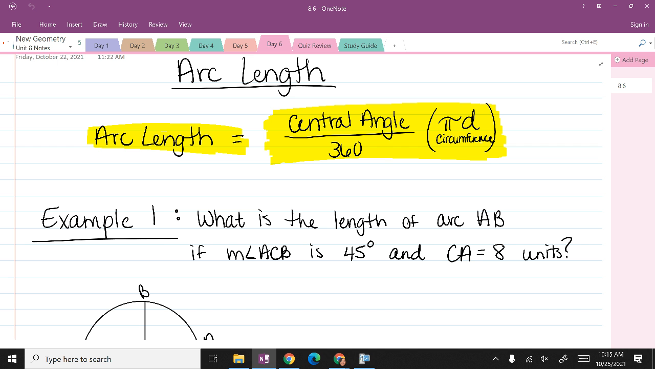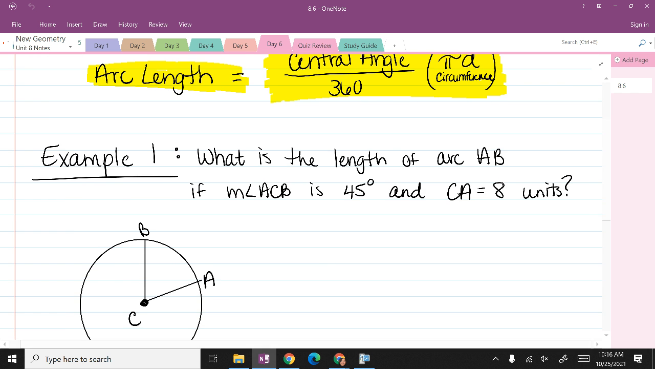What's the other formula for circumference of a circle? No, that's area of a circle. Yeah, diameter is the same thing as 2 times radius, right? So 2 pi r is the other thing we could use. Okay? So just remember it's the central angle over 360 times the circumference. Central angle over 360 times the circumference. And you can use pi times diameter or 2 pi r.